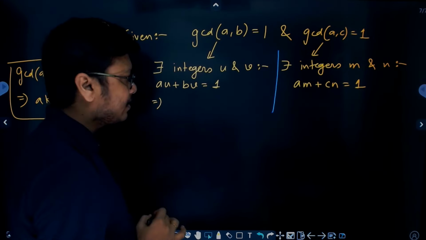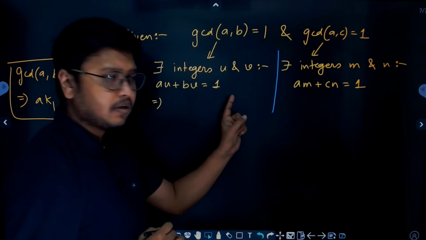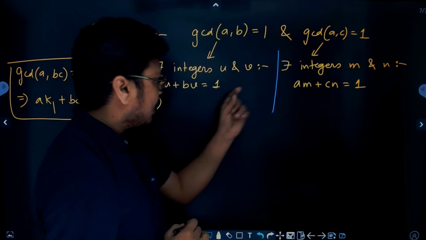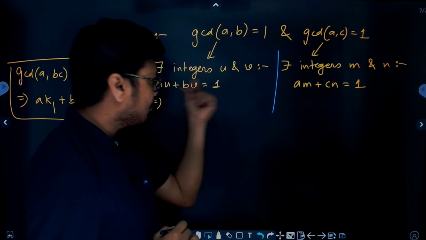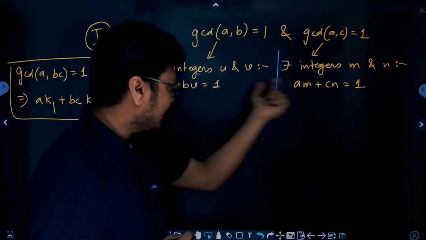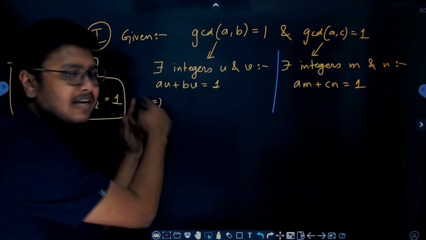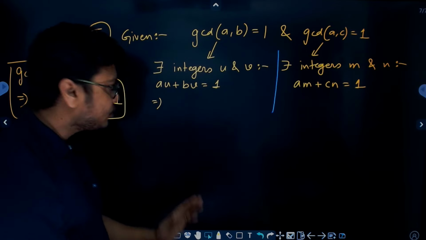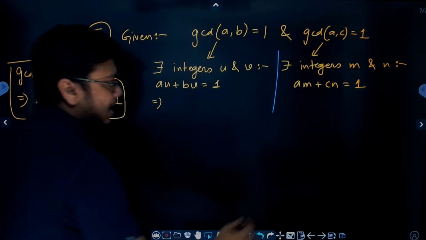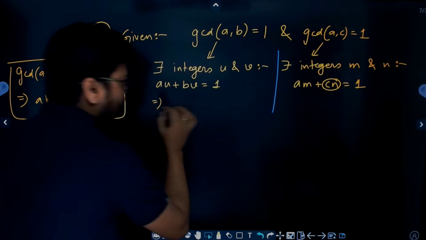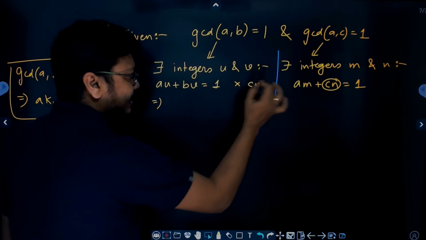What I'm doing is, let me multiply this equation with either C into N or with A M on both sides. Now see, if I multiply with A M, then I will be creating an A square term which is not required in my proof right now. So what I'll do, I'll multiply both sides of this equation with C into N.